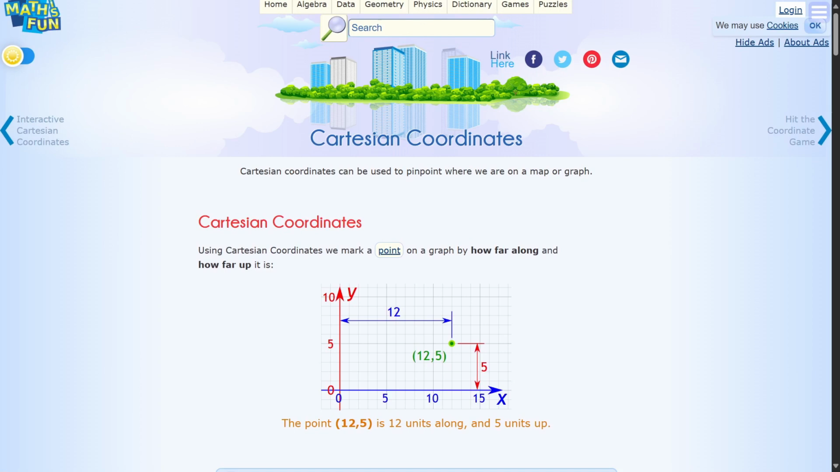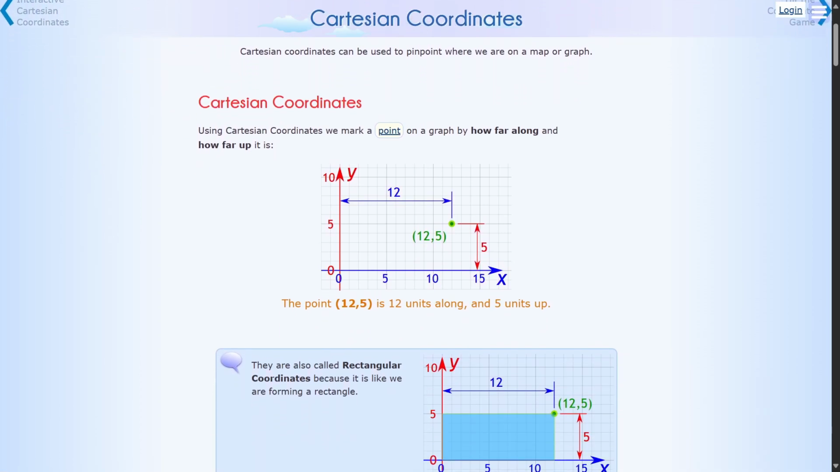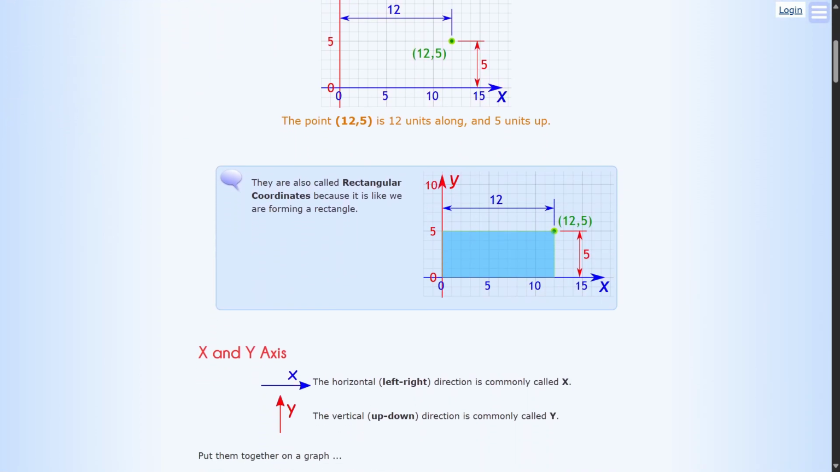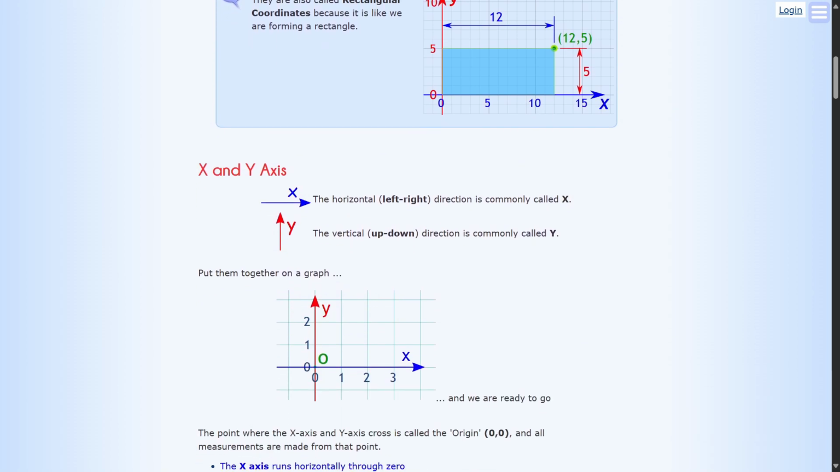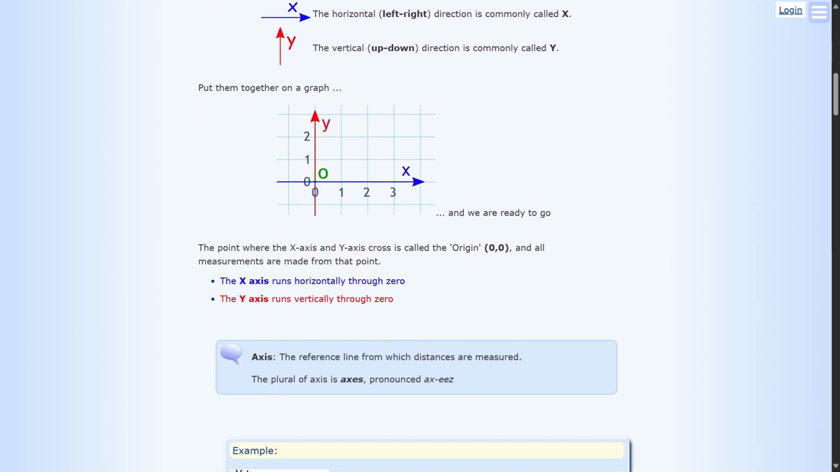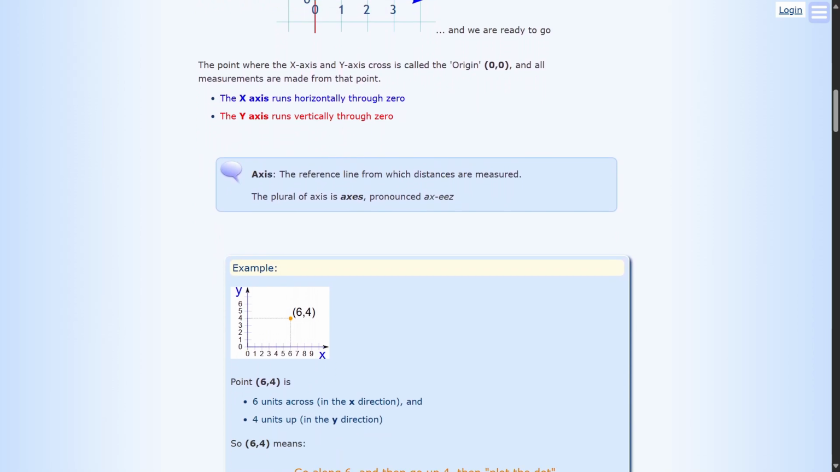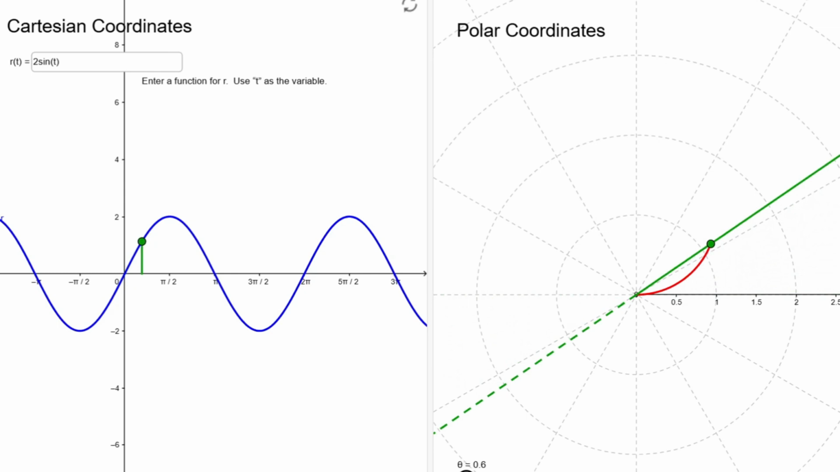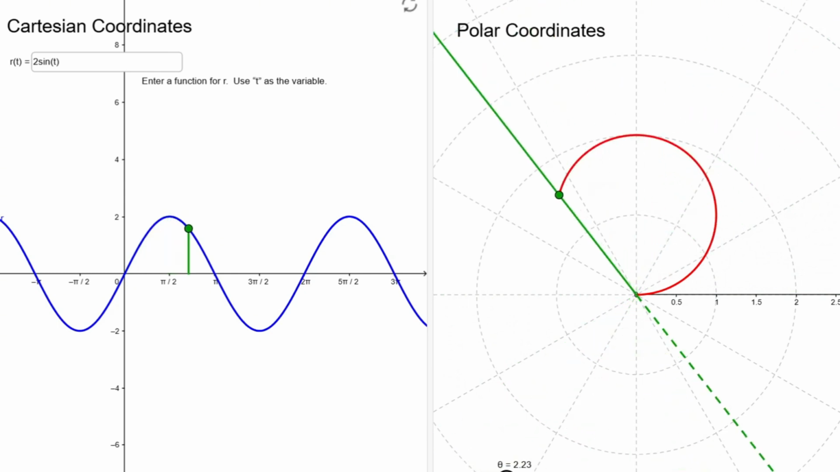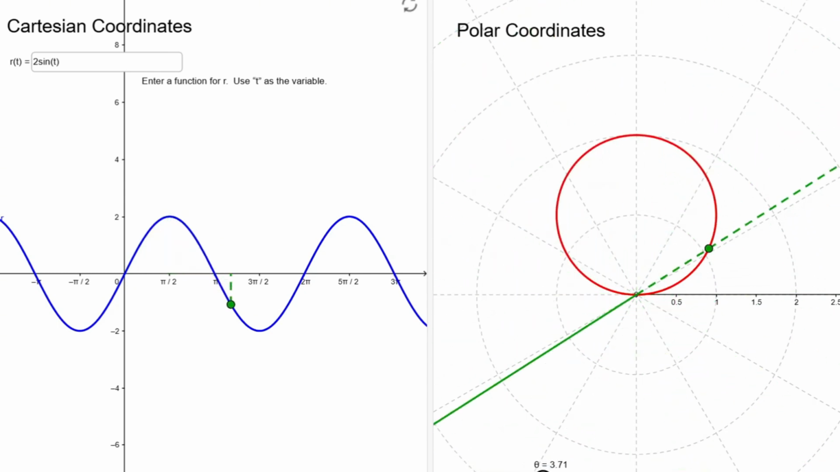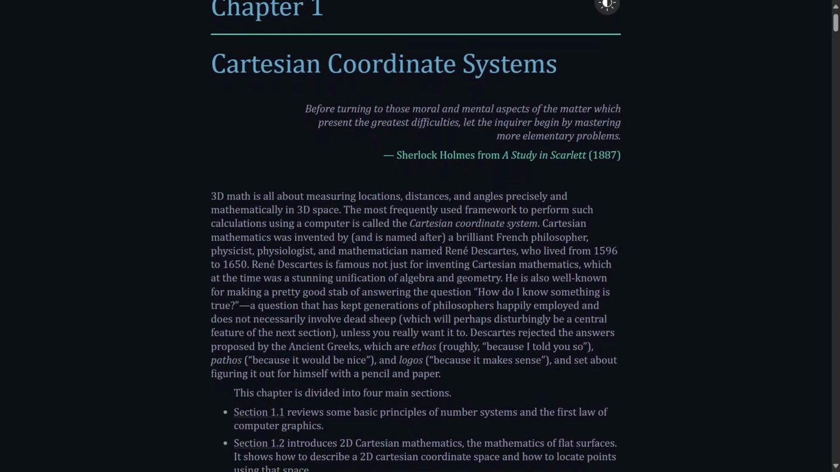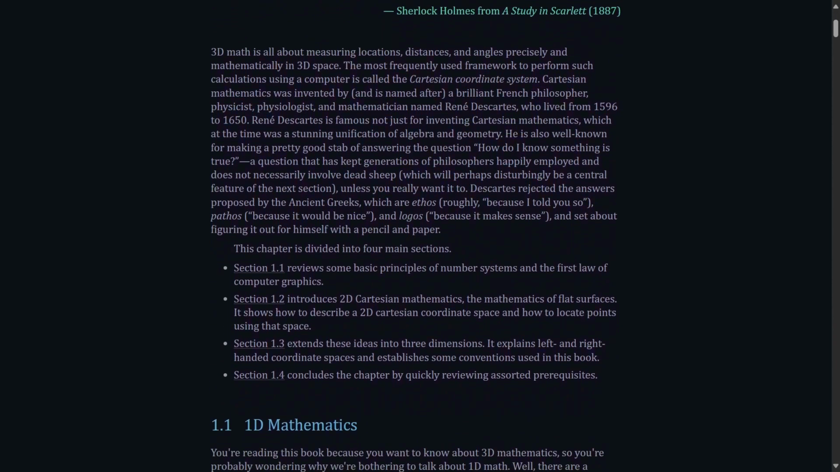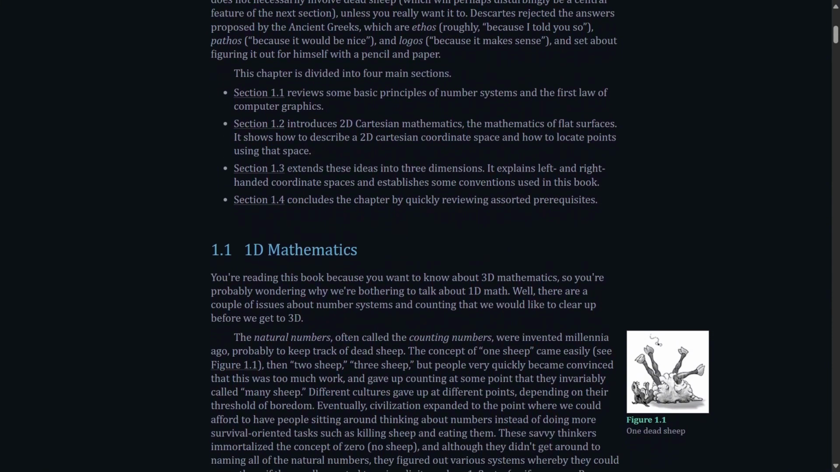What we just described is the most common coordinate system used in video games, the Cartesian coordinate system, or in less fancy words, the rectangular coordinate system. There are other coordinate systems used in video games, like polar coordinates, but we will not focus on it since it's less frequently used. And a great resource you can learn about coordinate systems from is Chapter 1 from the 3D Math Primer book, which you can read online for free from the link in the description.